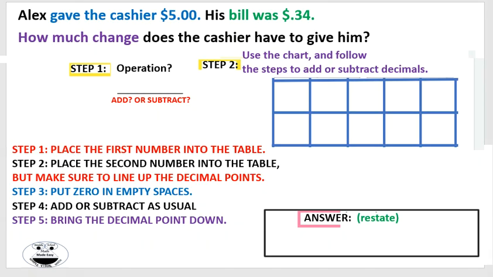Here is another word problem. Alex gave the cashier $5. His bill was 34 cents. How much change does the cashier have to give him? So if he's giving the cashier money and he has a much smaller bill, then he has to get some money back. So we need to subtract. So the operation is subtraction. Subtraction can be difficult for some students, especially when we have the zeros that we need to borrow.